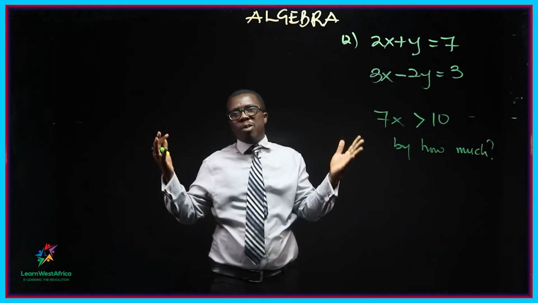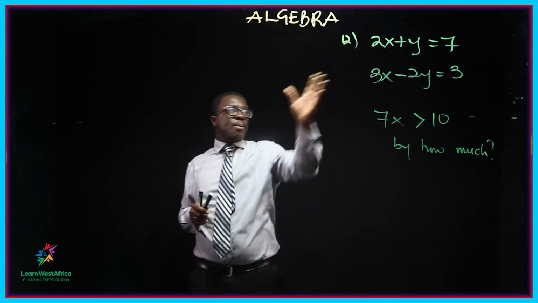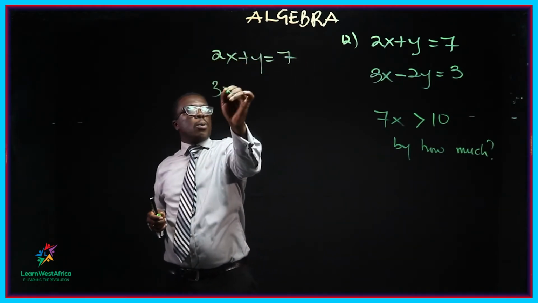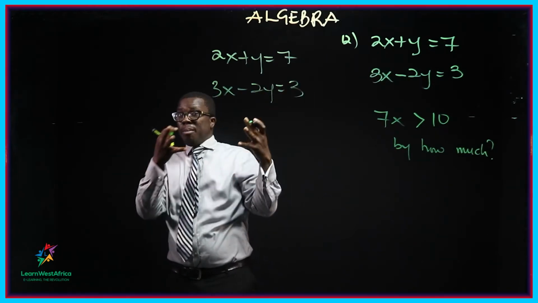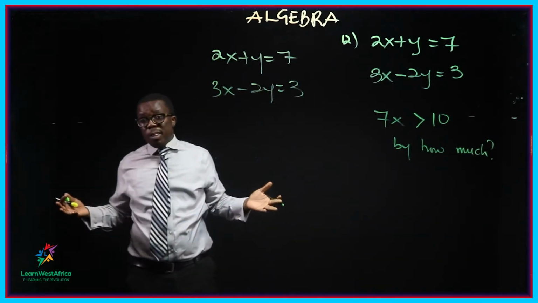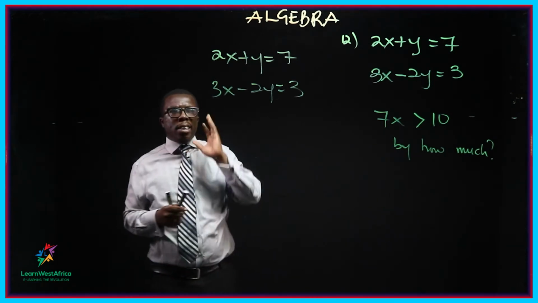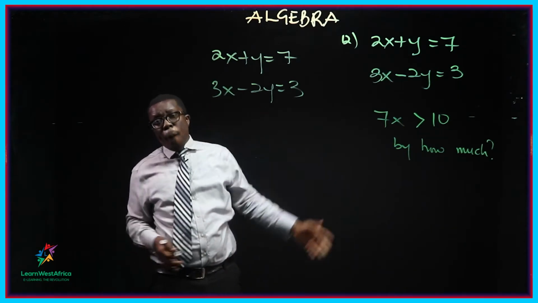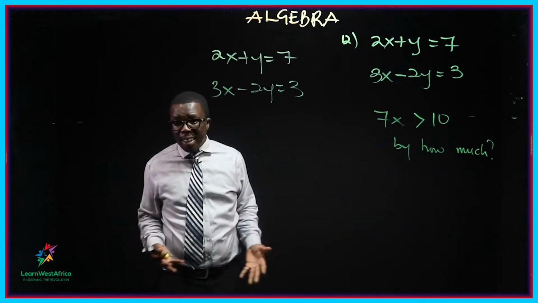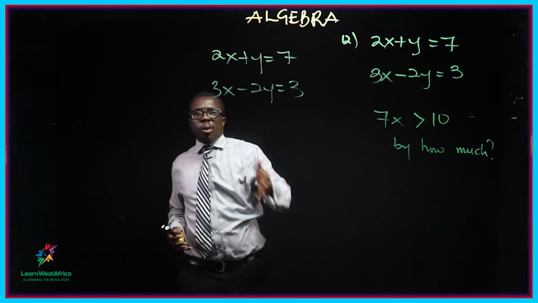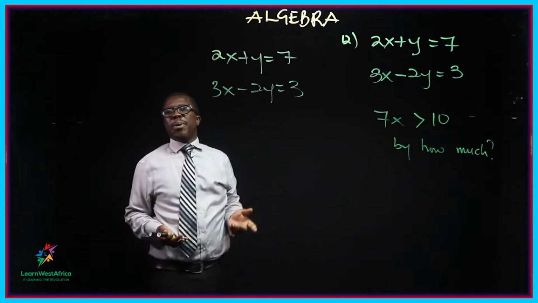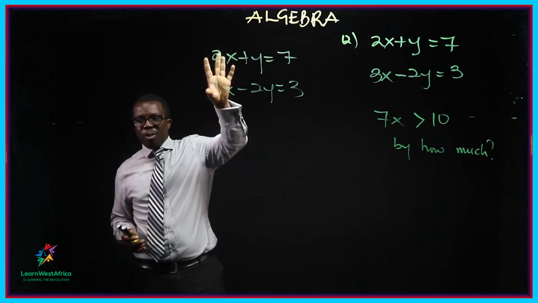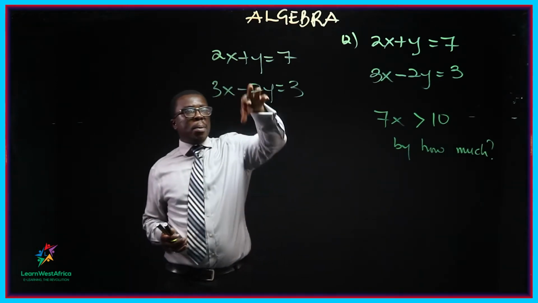How would you go about solving simultaneous equations? We have 2x plus y equal to 7, and 3x minus 2y equal to 3. To find the value of x, the most effective means is substitution or elimination. Elimination is necessary when you want to eliminate a variable. You need to make sure that the coefficients are the same.